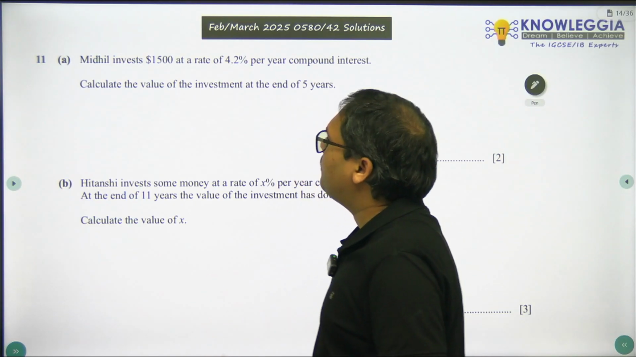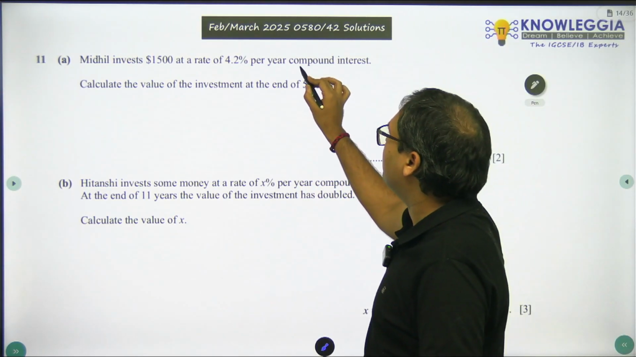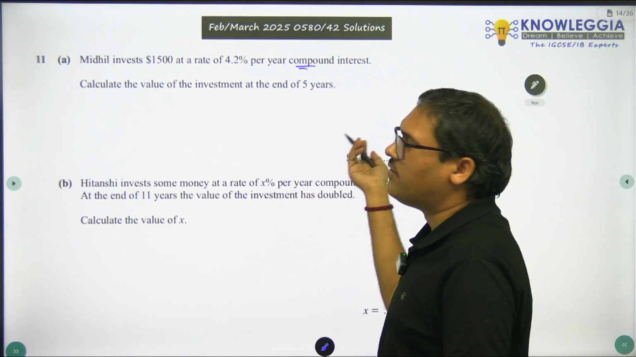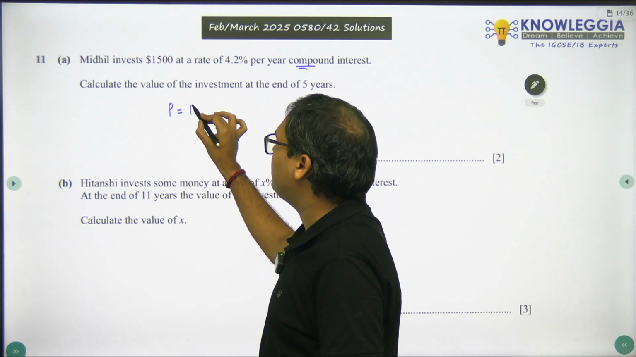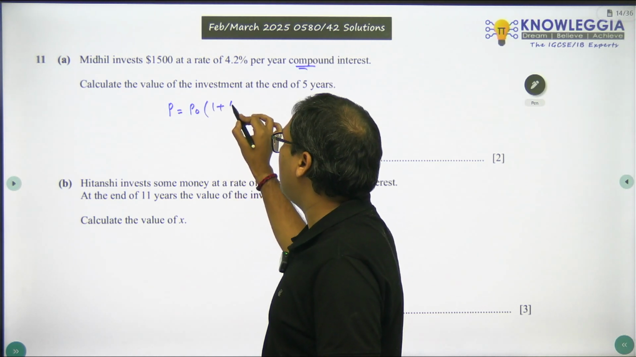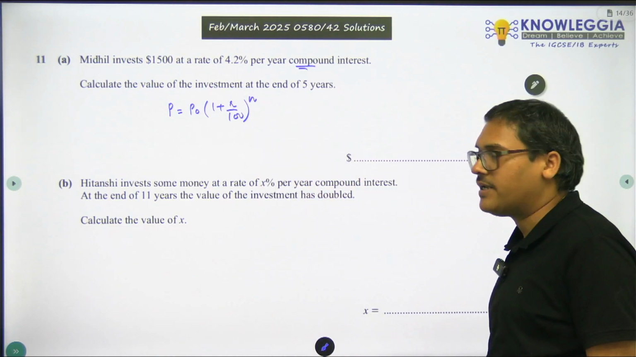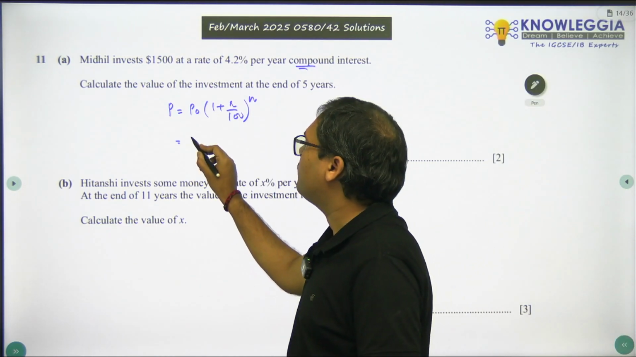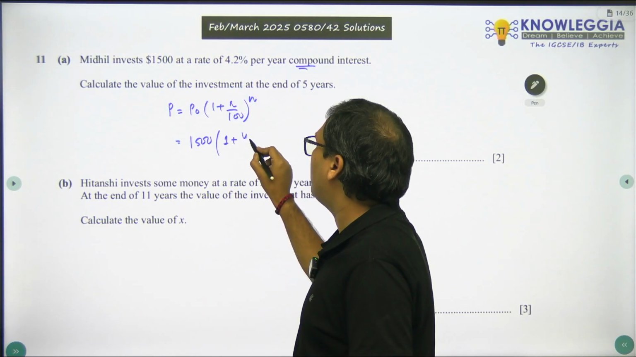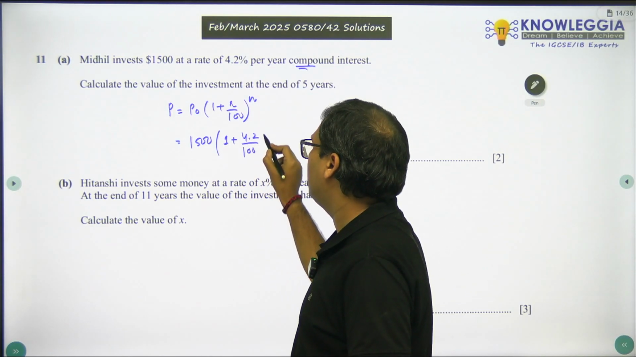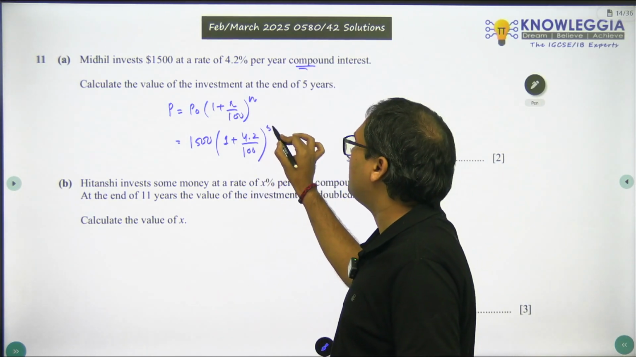Middle invests $1,500 at a rate of 4.2% per year compound interest. Find the value of the investment at the end of 5 years. So basically the final value is equal to the initial value times 1 plus r by 100, raised to the power of the number of years it is invested for, the time period, correct? So the initial amount invested is what? 1500, and it is invested at a rate of 4.2%. And for how many years? This is for 5 years.